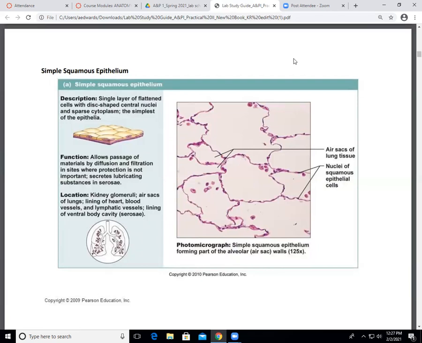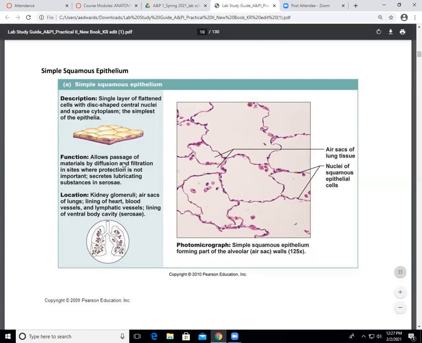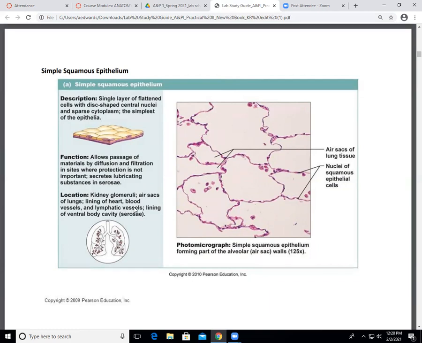All right, so this is simple squamous. Okay, so this is the simplest. Allows for diffusion, passage of materials, filtration. Okay, you'll see these in the lungs, lining of the heart, blood vessels. Okay, which should make sense because you have diffusion or filtration happening there, right? Gas exchange in the lungs, blood vessels, particularly your capillaries, you're exchanging nutrients. All right. Now these are one layer of sort of irregular or flat cells. Okay, so this is simple squamous.